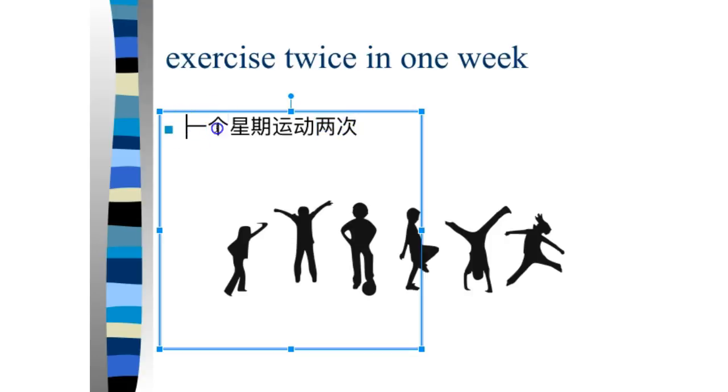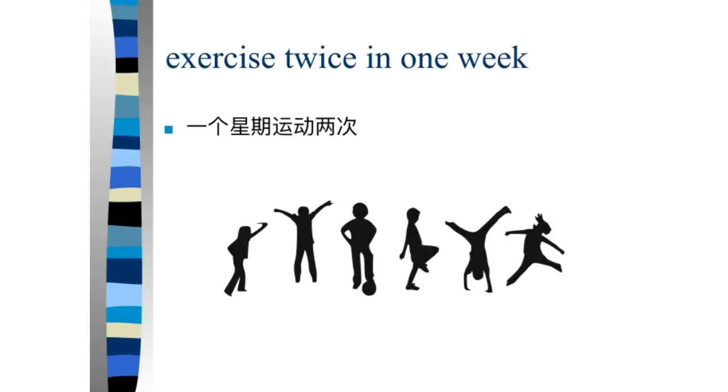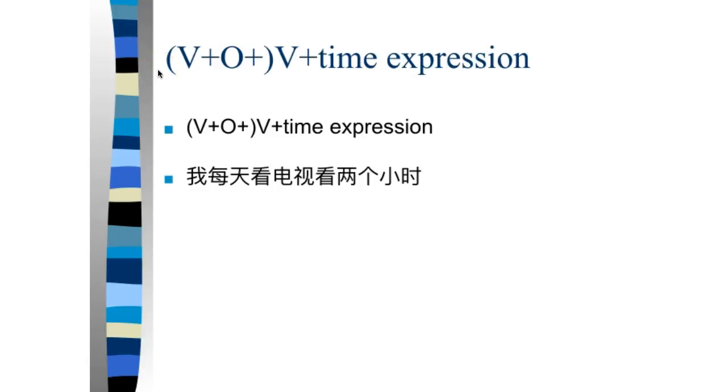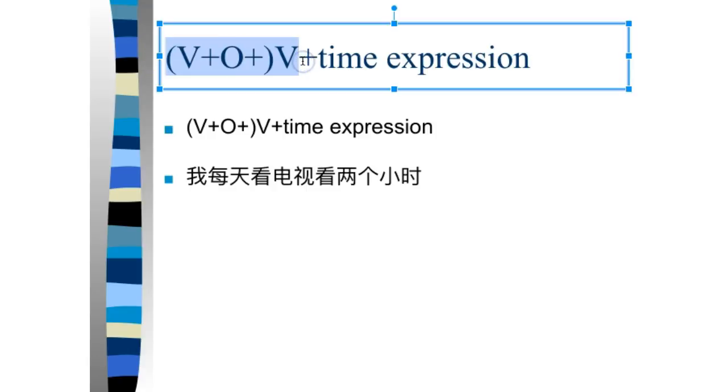So in 1 week, we put the time word, or the larger time word, first. 一个星期运动多少次？运动2次。Another time expression that we have is the verb plus object plus verb plus time expression. This is very basic. The verb plus object plus verb expression is something that we learned a long time ago. Essentially, the idea is that the time expression must always follow the verb directly. It can't follow an object, so you have to repeat the verb.